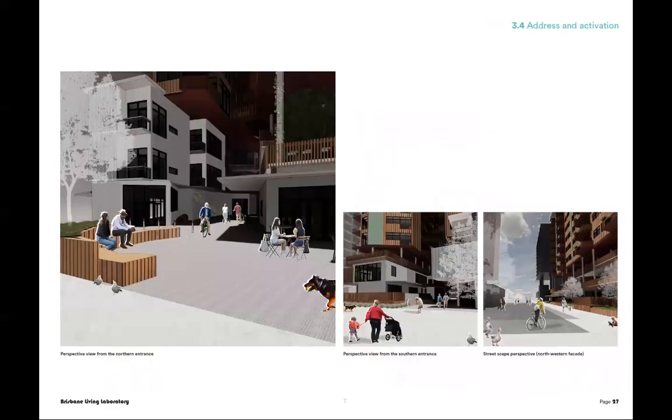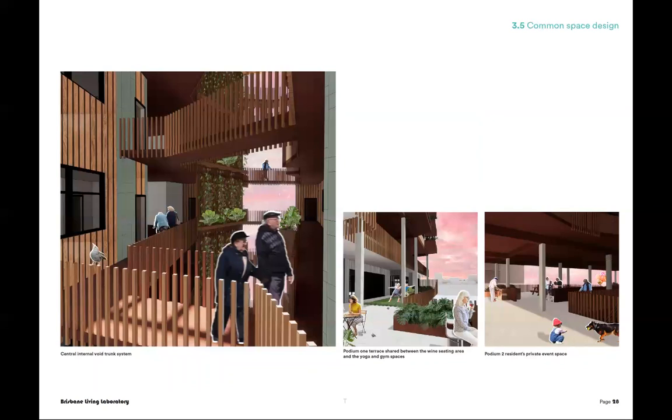As for our address and activation to the ground plane, our 2 major entries both look into this internal laneway and aim to activate the master planned circulation spaces, especially the internal streetscape on the northwestern facade. Our communal space design on the residential floors and the upper podium levels include many of these aspects we mentioned in Q design, looking at the very green trunk and the lightweight materials, while keeping this internal circulation very much that of a suburban street.